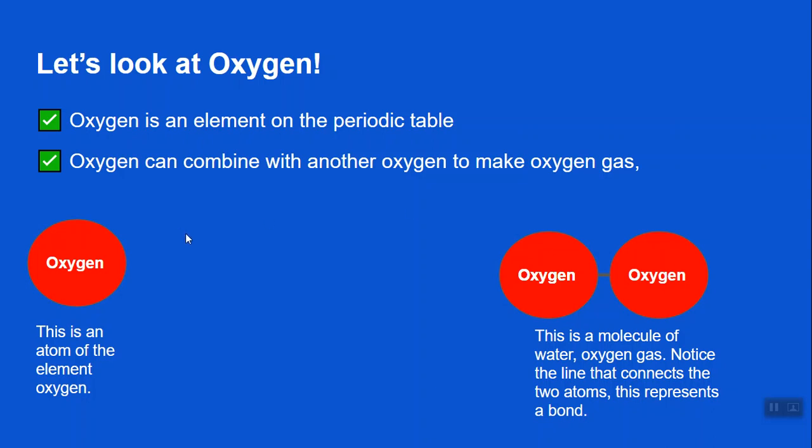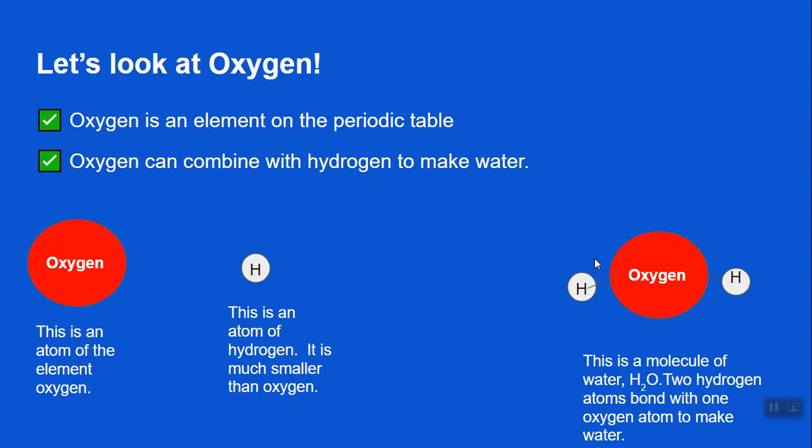So here you have oxygen in this red circle. And then when it combines to make oxygen gas, it just bonds with another oxygen atom. So the chemical formula for oxygen gas would be O2. The way that we show this is we usually use circles to represent different atoms, and then we usually use a line to represent a bond between 2 atoms.